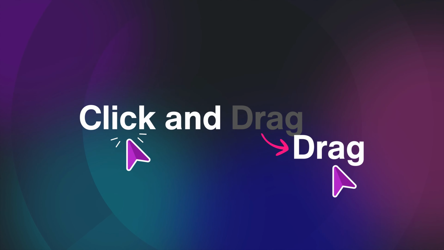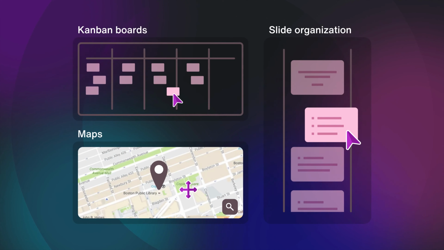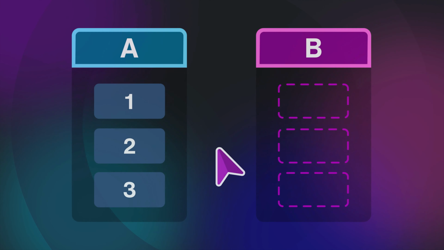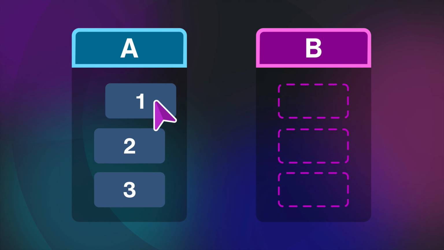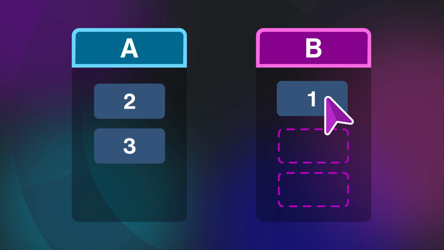Click and drag. You encounter this all the time, and you probably don't even notice. Kanban boards, reordering presentation slides, using an online map. A dragging movement is when you tap or click on a starting point, hold it down, move it to a specific position, and let go.